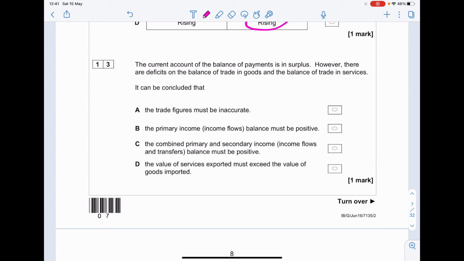But if you've got a deficit in both goods and services, then if you've got a surplus overall, you've got a goods part of the balance of the current account, you've got a services part of the current account, and you've also got income. So if these two are both negative, but overall you've got positive, then your income has to be positive. So the combined primary and secondary income flows must be positive. So the two of those together have to be positive. It can't be this one, because if your primary income flow is positive but your secondary income flow is negative, then that's not going to work. So C is going to be your correct answer.